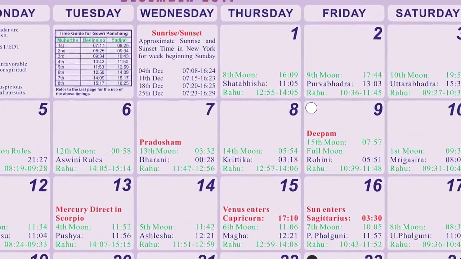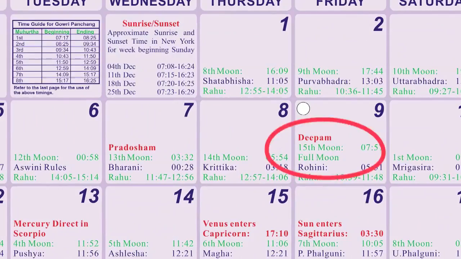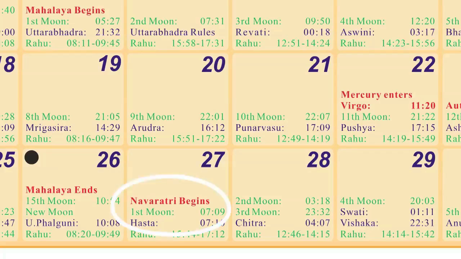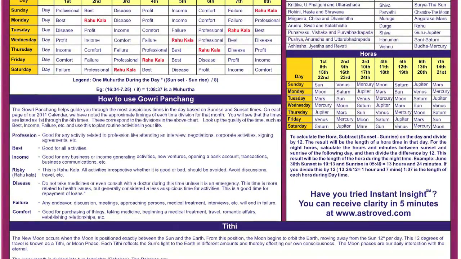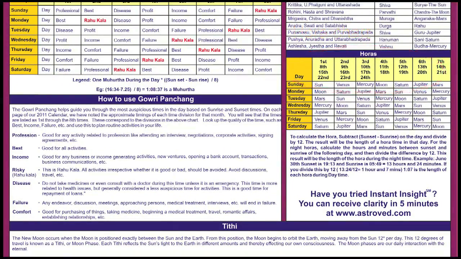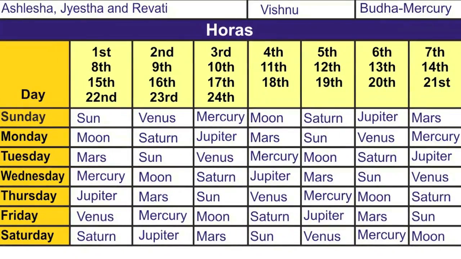Other important events listed on the calendar are Deepam, Vishnupati, and the beginning and end dates for Navratri, among many others. Located on the back reference page is the aura chart. This chart enables you to calculate the auras or planetary rulers for each hour of the day. Each planet has certain characteristics that impact your life in either a positive or negative way.